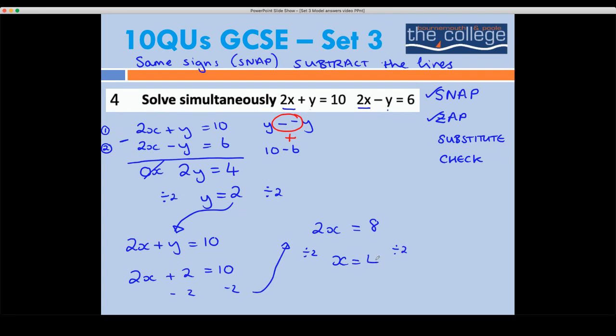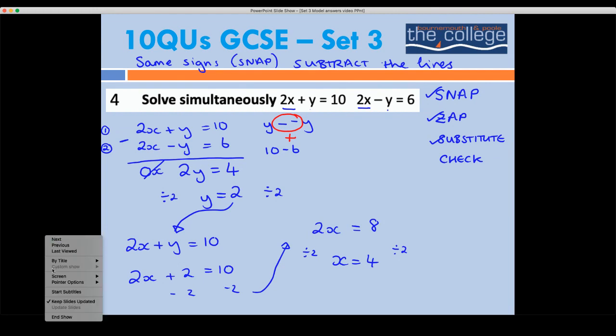I get 4. Okay, so I've done my substitution, and I've now found an x value and a y value. Now, I could just leave it there, but that's a bit risky, especially when there's negatives involved. It can get a bit messy and you could easily have slipped up at this stage. Okay, so we're going to check it. So the check is to use both of these values, x equals 4 and y equals 2, and substitute them into the other equation we've not used yet for checking.